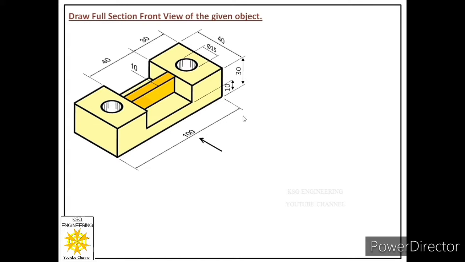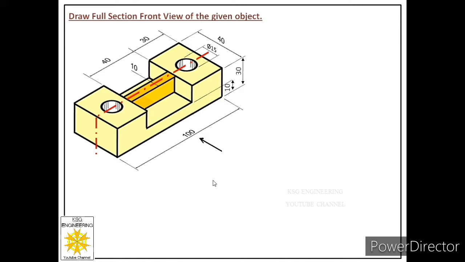Now in this case we have to draw its full section front view. That means we have to cut this object along this center line, and we have to remove the front half portion of this object, which is in between the observer and this cutting plane. Then whatever we are left with at the back, we will draw the orthographic image of the left out portion, and that will be called the full section front view of this object.